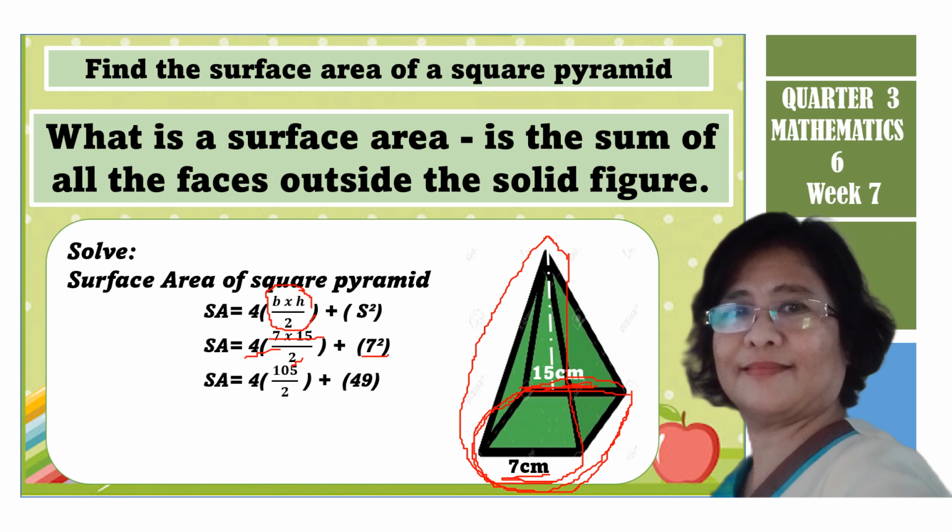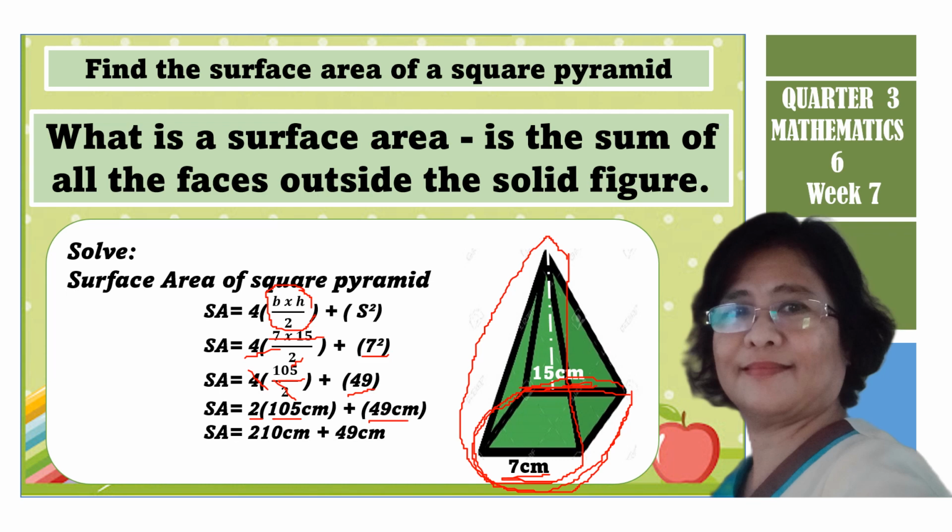Next, multiply 7 times 15, we have 105. And then 7 to the second power means 7 times 7, we have 49. And then divide 105 by 2, or just cancel 4 and 2. The common factor is 2. So 4 divided by 2, we have 2, and then we cancel 2. So the remaining now is 2. So 105 cm times 2 plus 49.